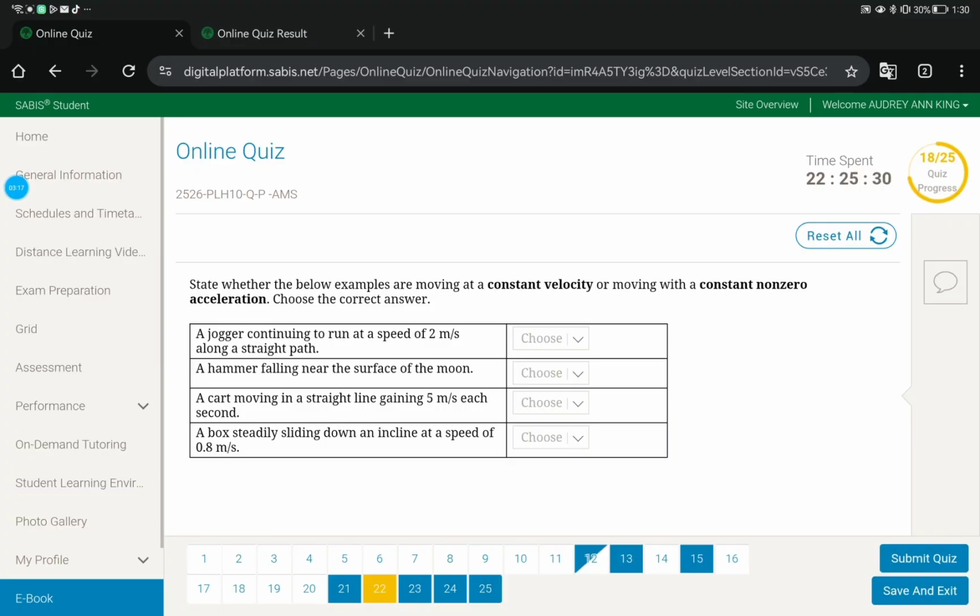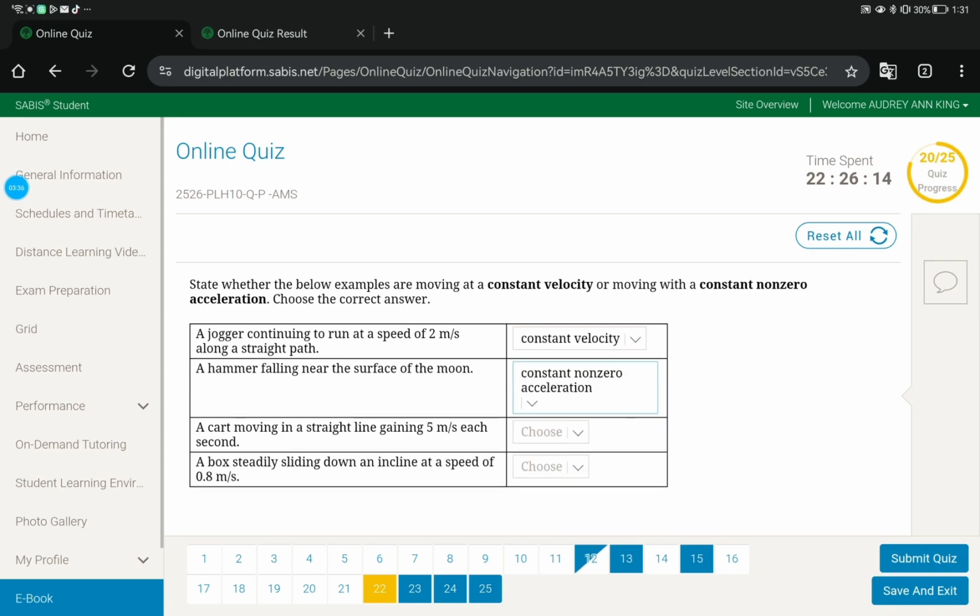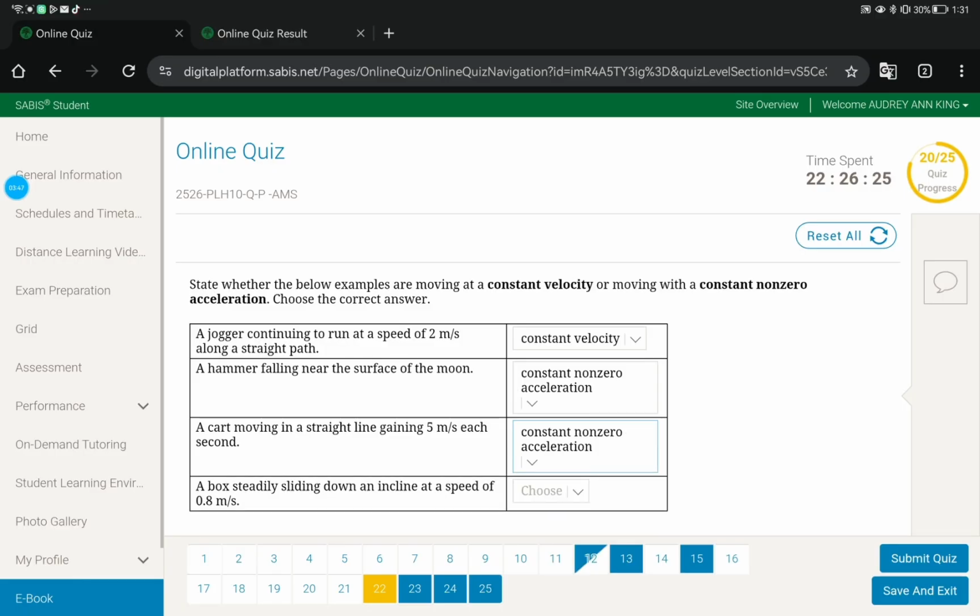A jogger continuing to run at a speed of 2 meters per second along a straight path. This is a constant velocity because you're talking about speed. A hammer is falling near the surface of a moon. This is acceleration. A kite moving in a straight line gaining 5 meters per second. So 5 meters per second is velocity, so it's acceleration. And the box suddenly sliding down at an incline, it's constant velocity.